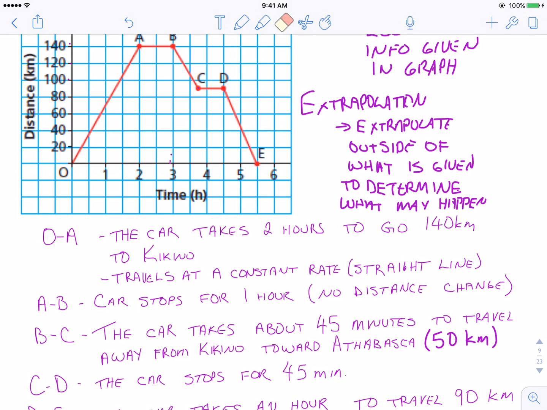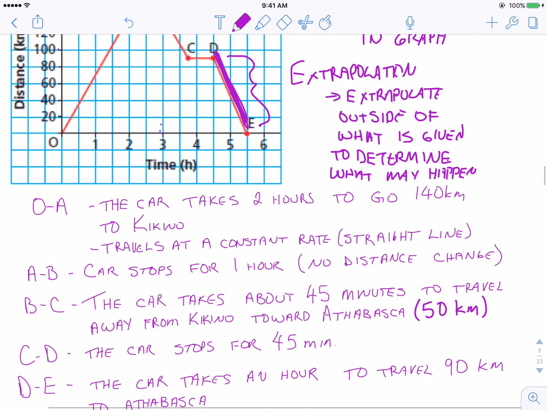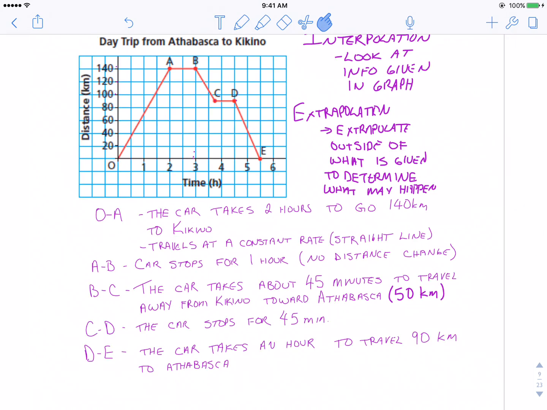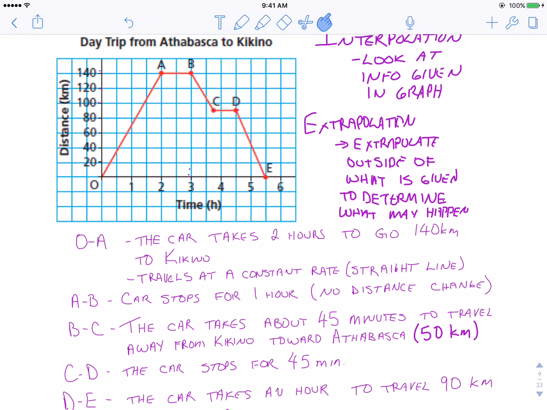And then our last section, D to E. Again, constant rate traveling back towards Athabasca because the distance is getting smaller. This overall distance that they travel is 90 kilometers, so the car takes about another hour to travel 90 kilometers and then ends up right back where they started at Athabasca. So that's just looking at information given to you on a graph.